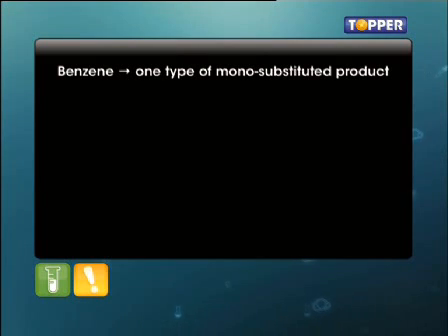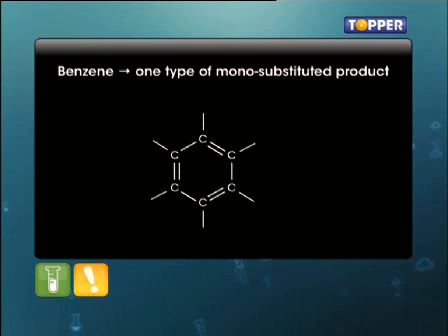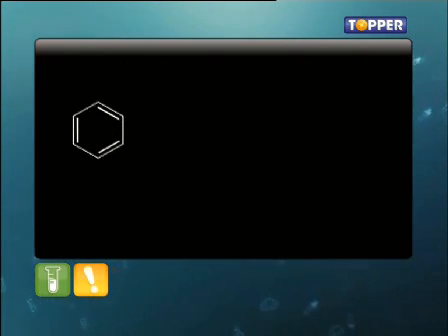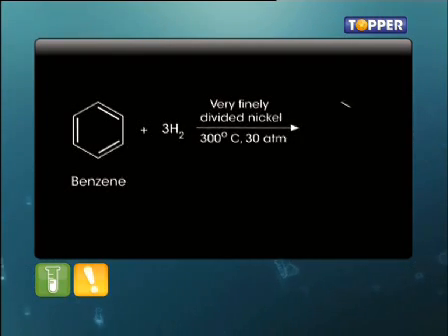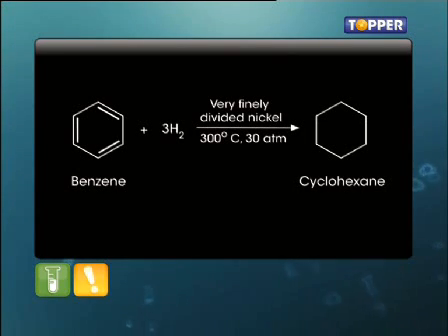It was observed that benzene gave only one type of monosubstituted products. This indicated that it is a symmetrical molecule with all carbons and hydrogens being equivalent. Further, this gave rise to the possibility of benzene having a cyclic structure. The fact that benzene has a cyclic structure and 3 carbon-carbon double bonds was confirmed when 3 molecules of hydrogen were added in the presence of a nickel catalyst. The product of this reaction was cyclohexane.